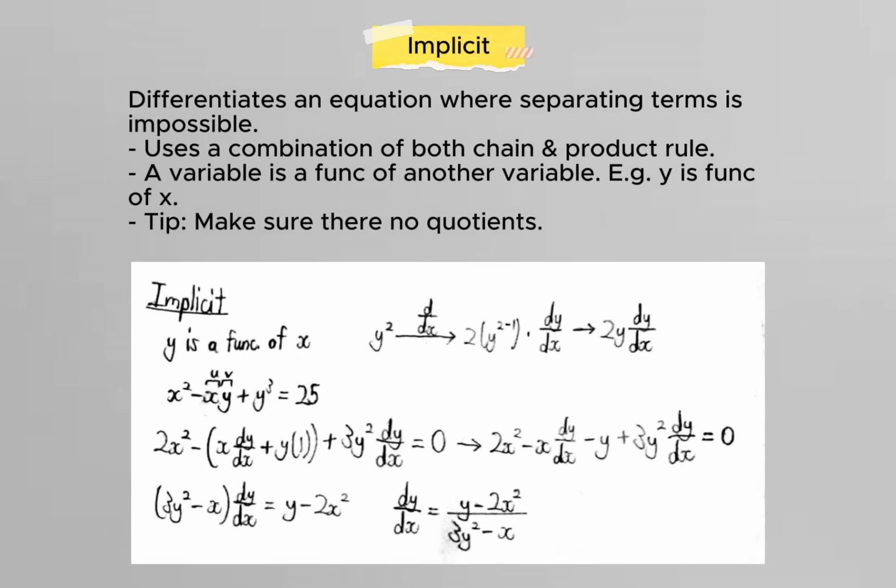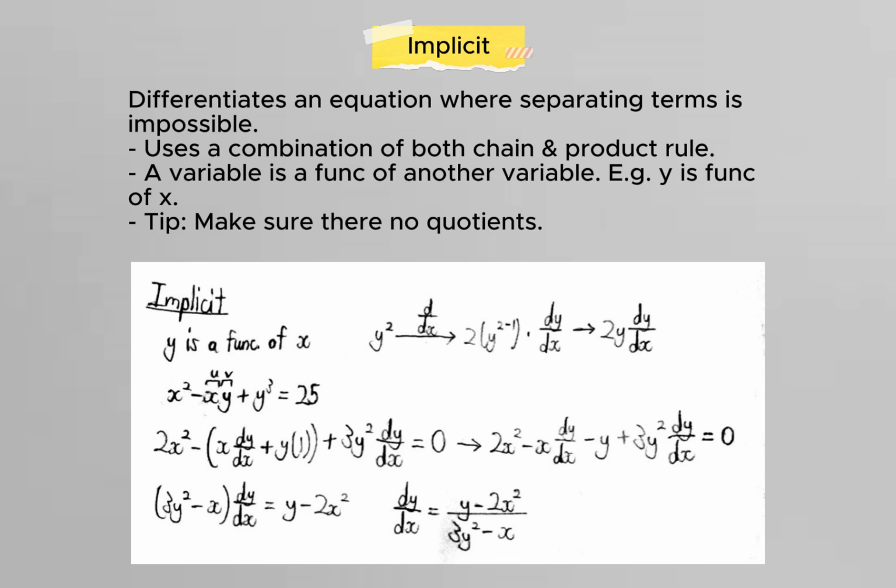Now let's explore implicit differentiation. It is used to differentiate an equation where separating terms is difficult or impossible. It uses a combination of both chain and product rule. For it to work, one variable must be a function of another variable. In the common case where y is a function of x, just make sure that when you conduct implicit differentiation, there must be no quotients.